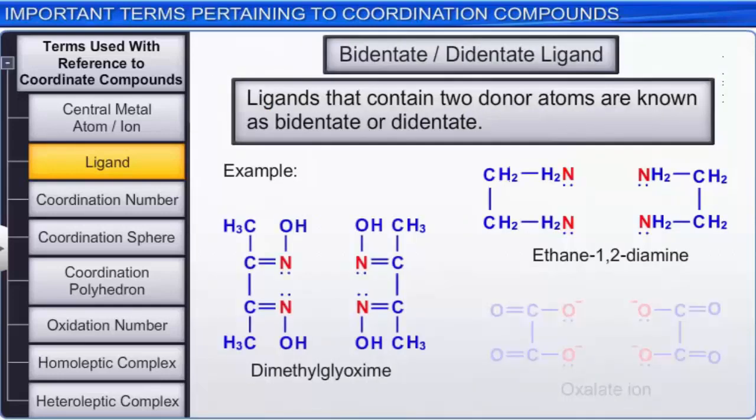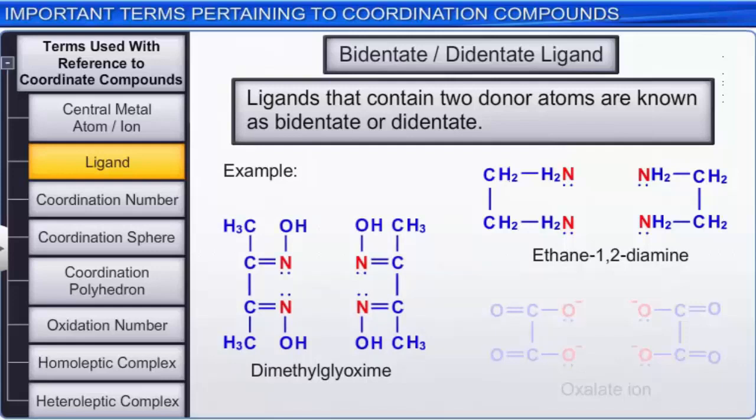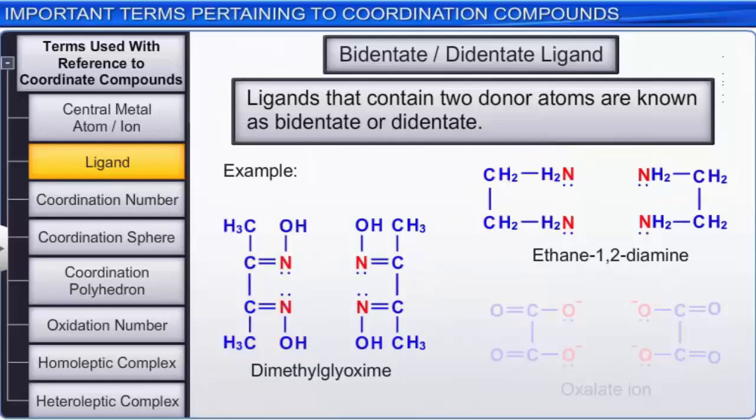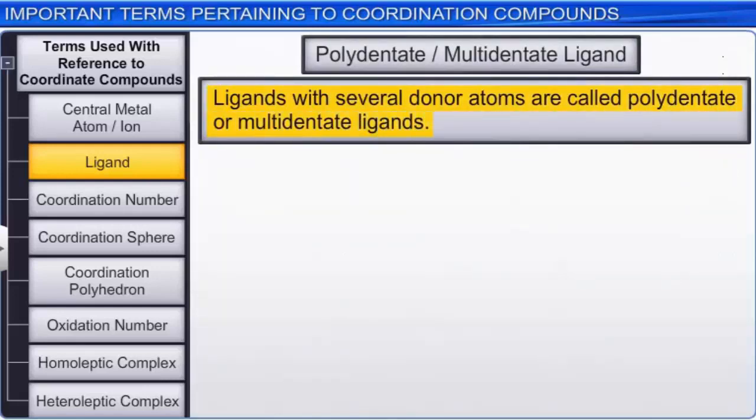Ethane-1,2-diamine also: in one molecule, there are two atoms that can donate a pair of electrons to the central metal atom. Oxalate ion is also an example of a bidentate ligand. Oxalic acid is COOH; if H is removed, that is the oxalate ion. The oxalate contains pairs of electrons, since two oxygens of oxalate can donate two pairs of electrons to the central metal ion. In the next module, you could see polydentate or multidentate ligands.